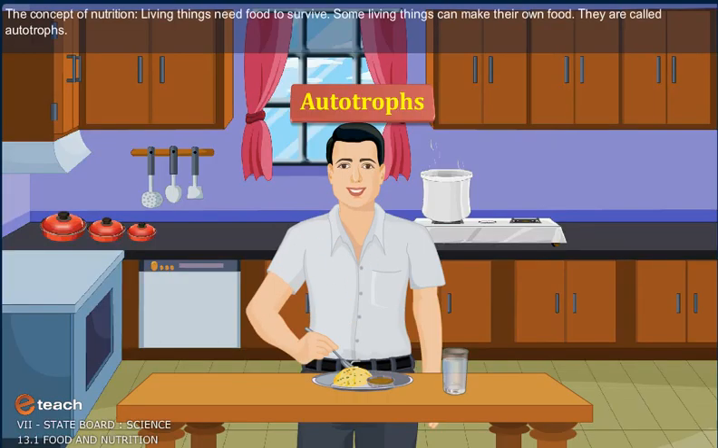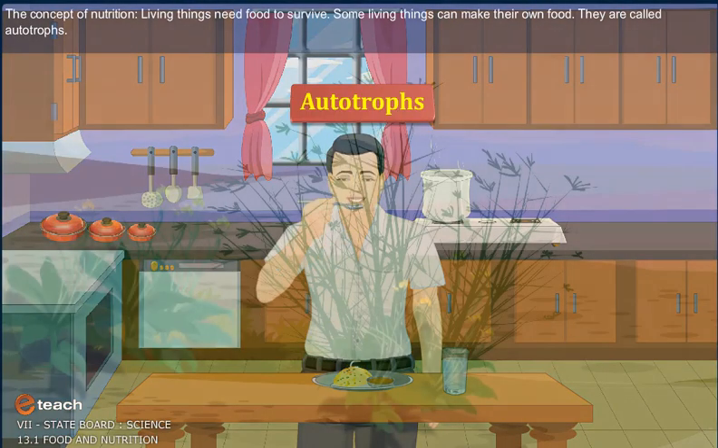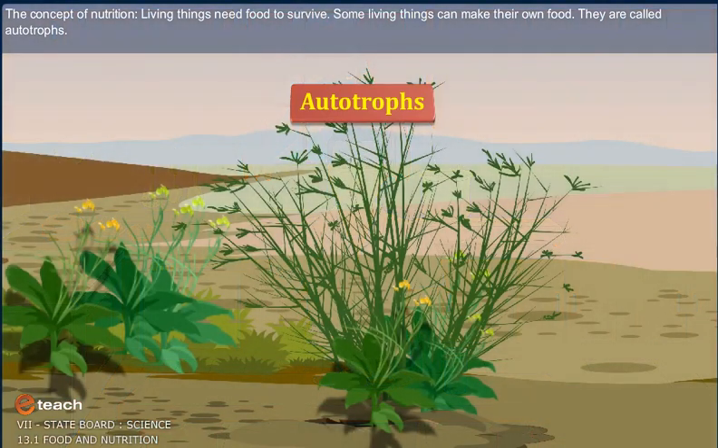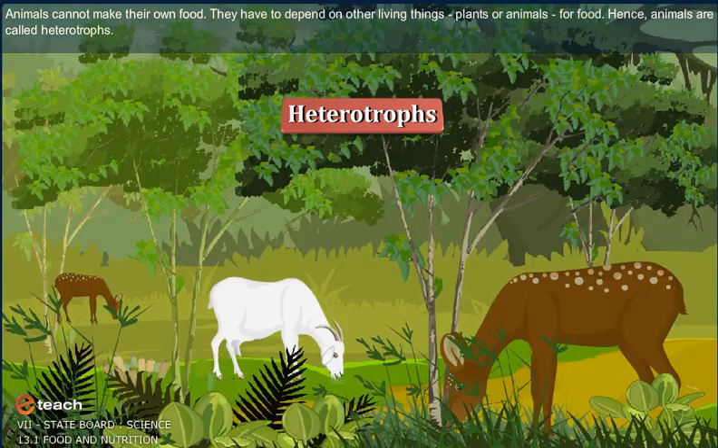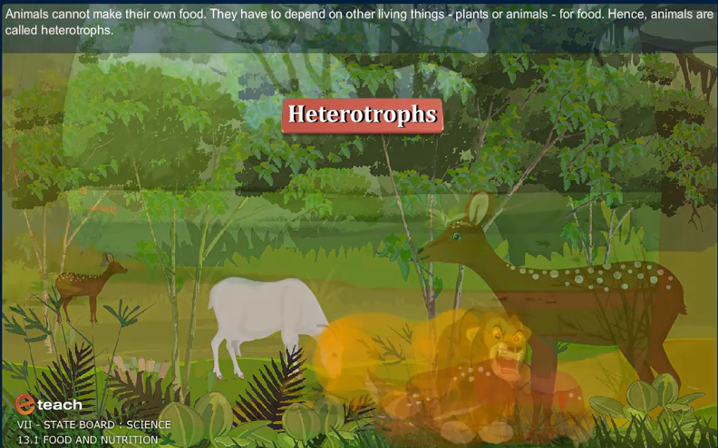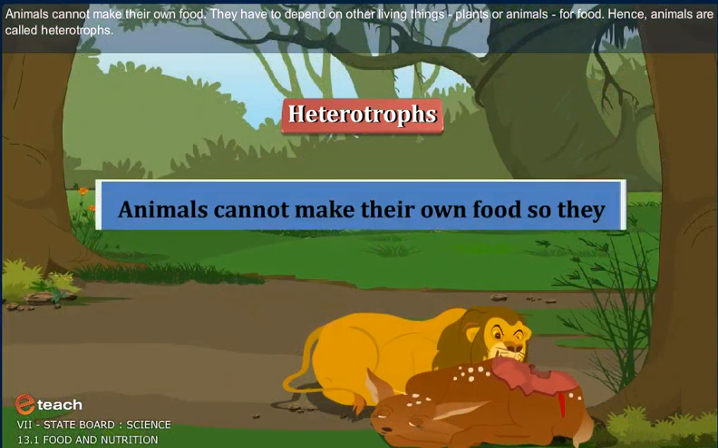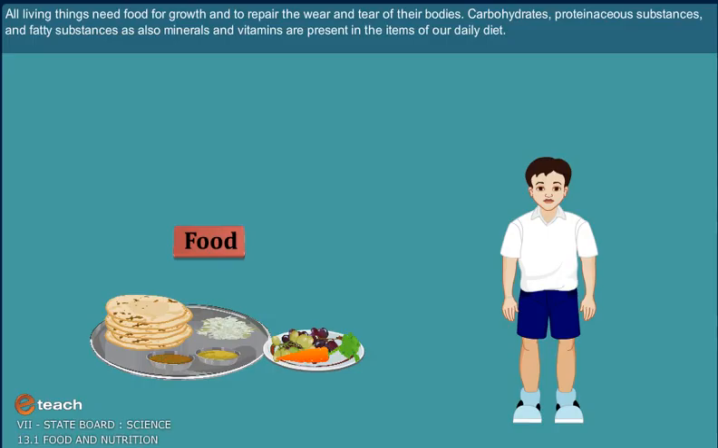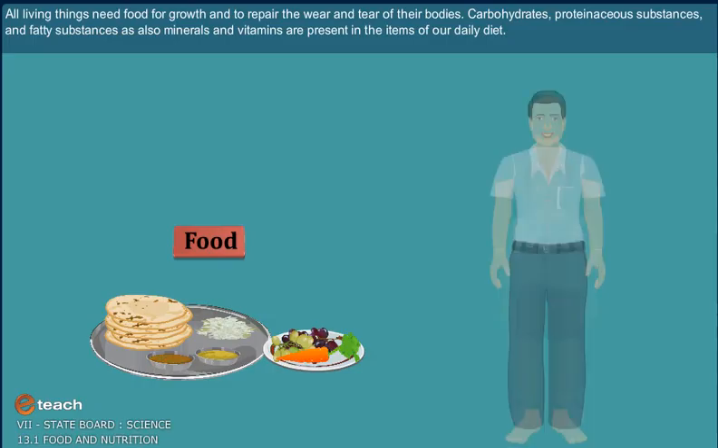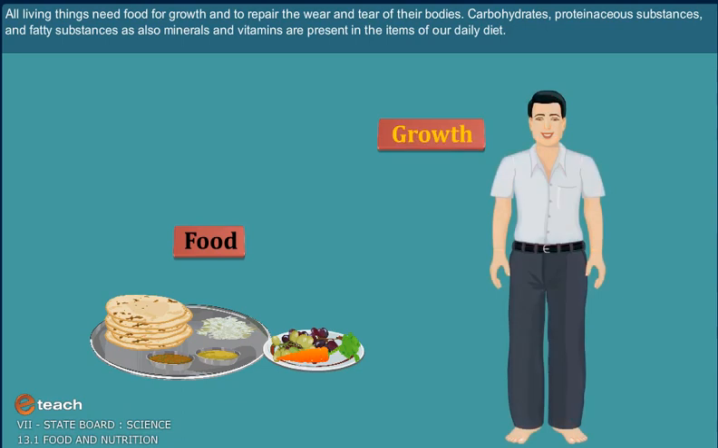The concept of nutrition. Living things need food to survive. Some living things can make their own food. They are called autotrophs. Animals cannot make their own food. They have to depend on other living things like plants or animals for food. Hence, animals are called heterotrophs. All living things need food for growth and to repair the wear and tear of their bodies.